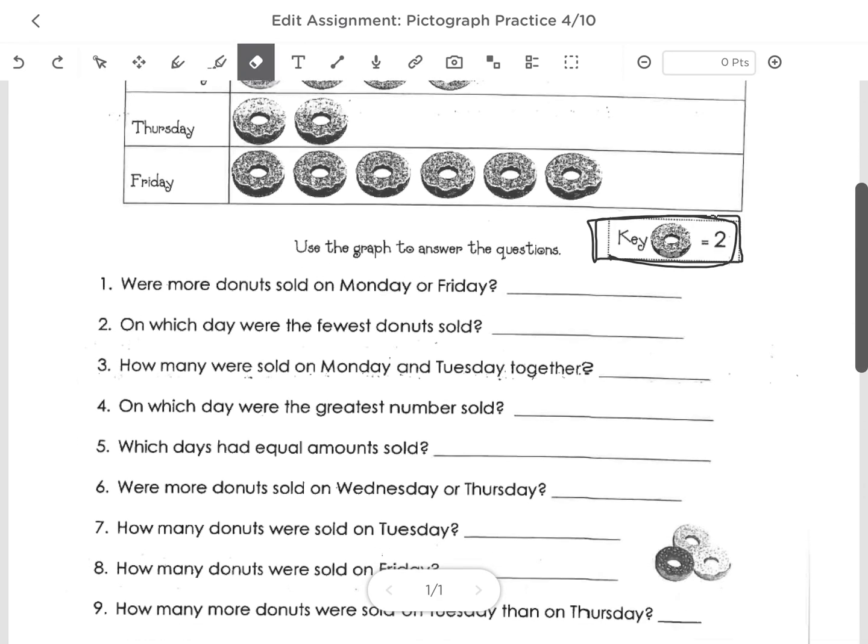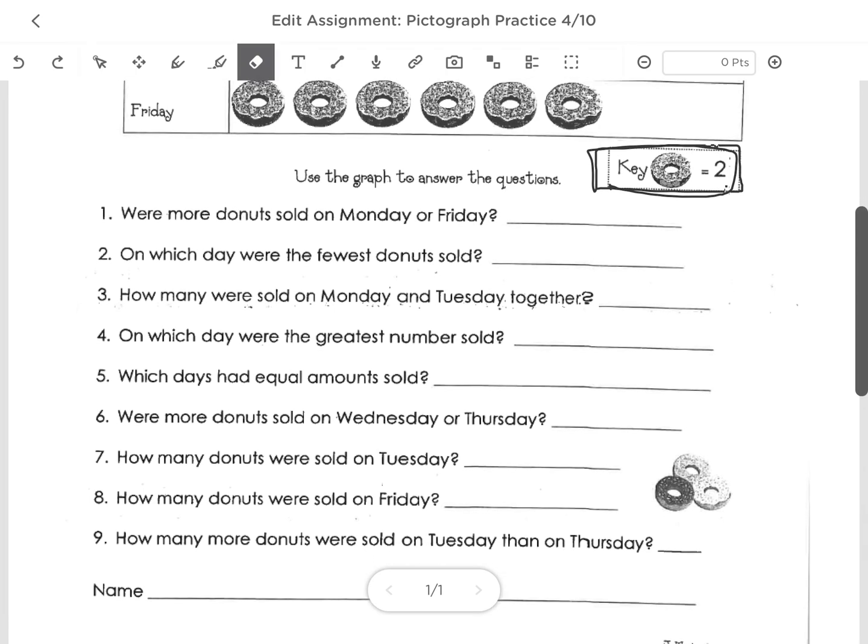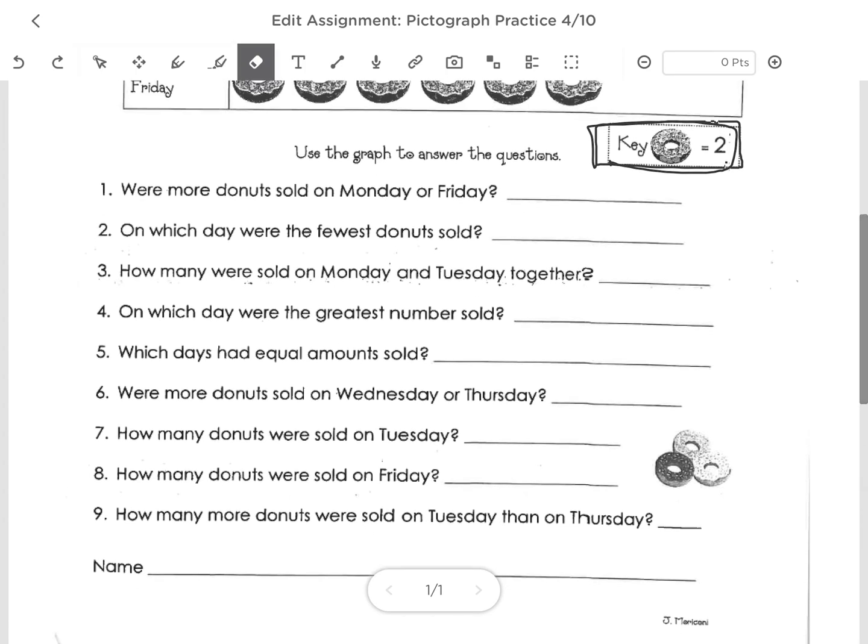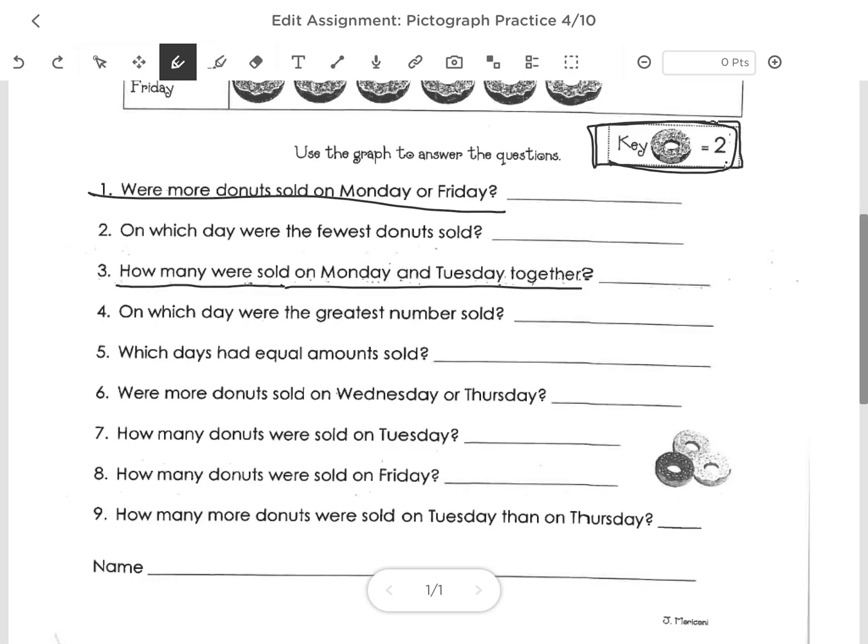Again, just like our other practice days, pay very close attention to what the questions are asking you. Sometimes it's going to ask you for a day of the week. So were more donuts sold on Monday or Friday? Sometimes it's going to ask you a number, how many were sold on Monday and Tuesday together. So I'm going to give you a hint. You're going to have to add Monday and Tuesday. It's going to ask you a lot of different questions, so pay close attention.